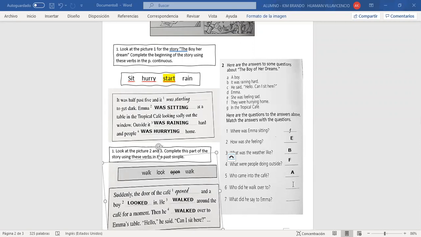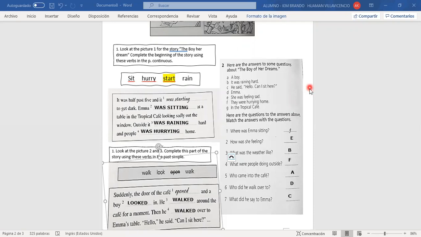Who did he walk over to? I think Emma. Yes. In number seven, what did he say to Emma? Say hello. Can I sit here? Yes. Okay, this is about the story. Wow, it's interesting. Yes or no, chicos? Yes, it's about the story in this here.